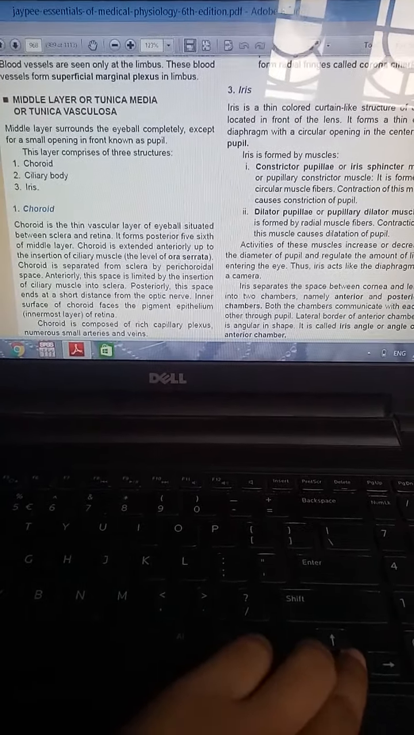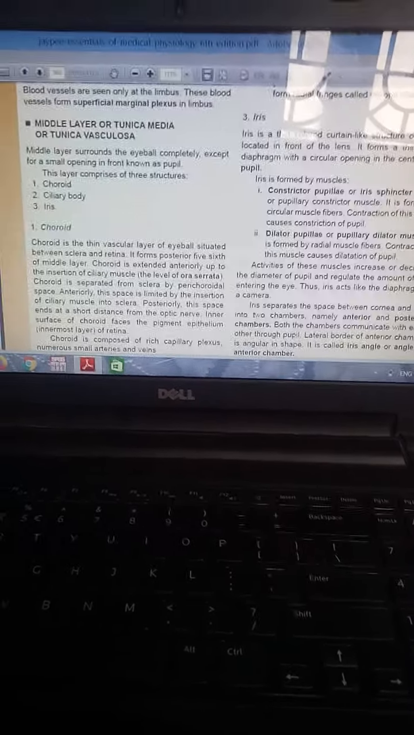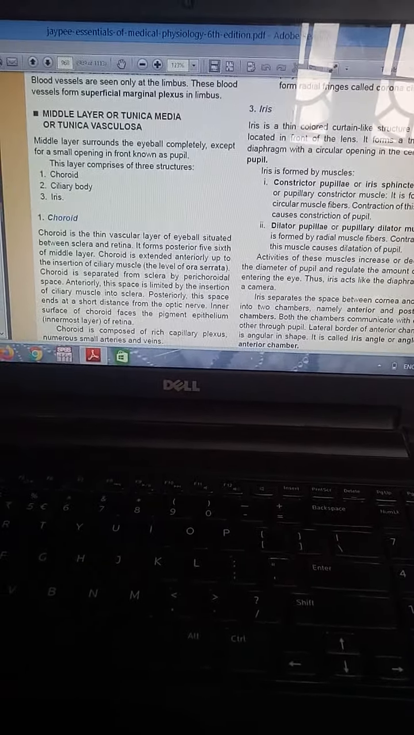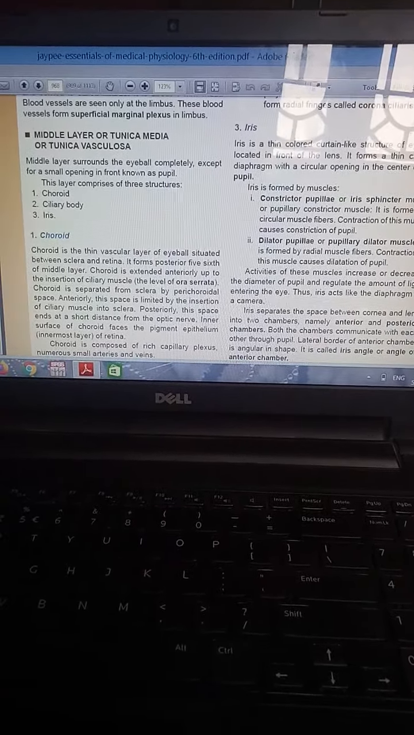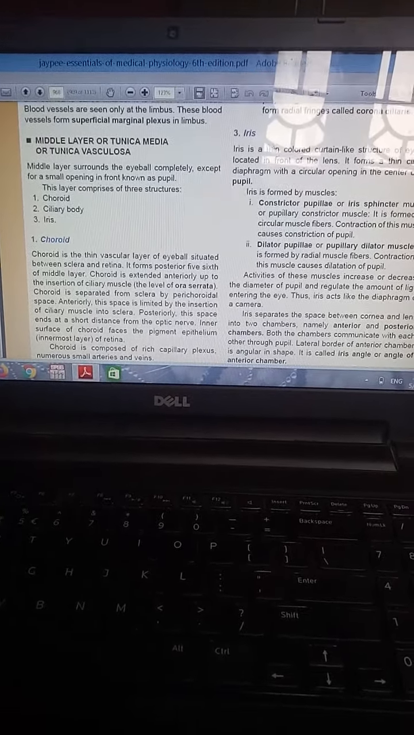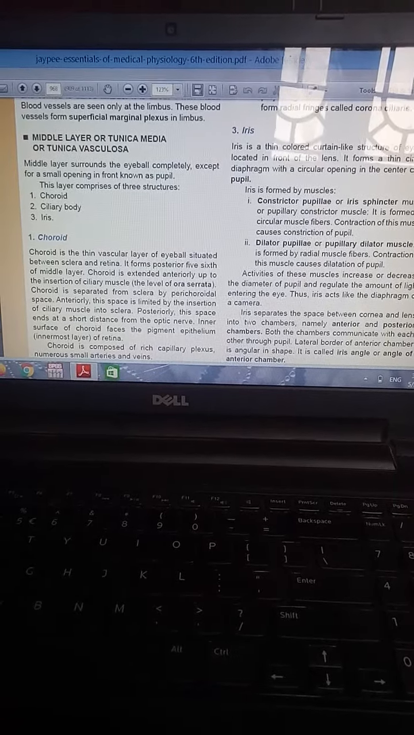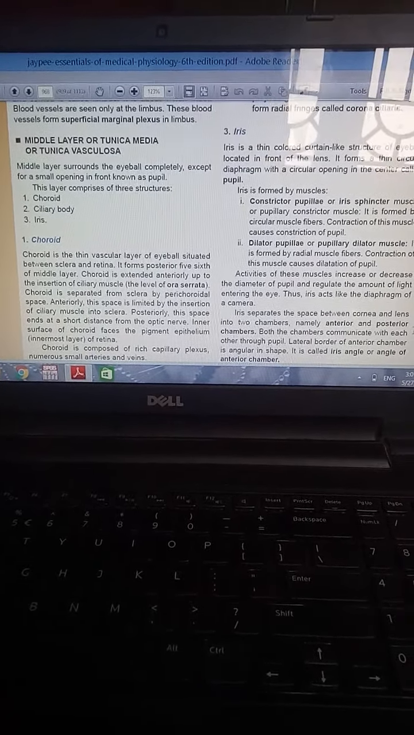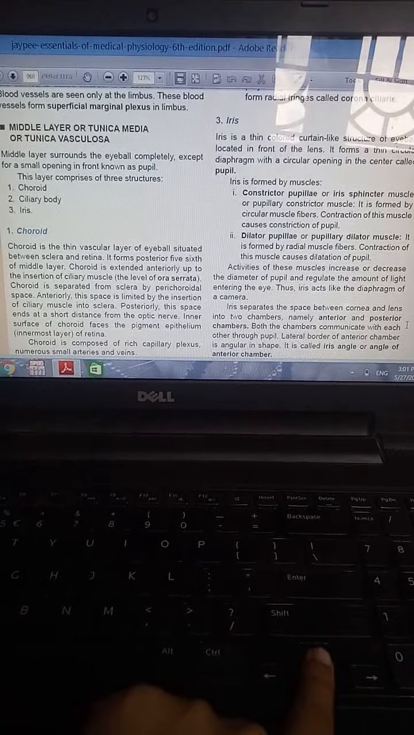except for a small opening in the front known as the pupil. The pupil does not come under the middle layer, but the surrounding area of the eyeball is made up by the middle layer. The middle layer comprises three structures: first the choroid, second the ciliary body, and third the iris. So first we will start with the choroid.